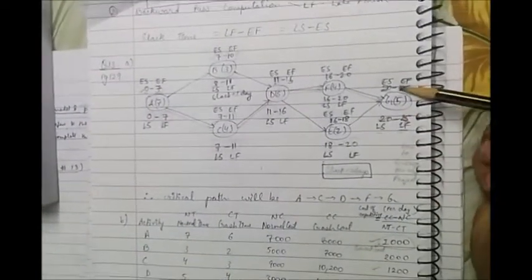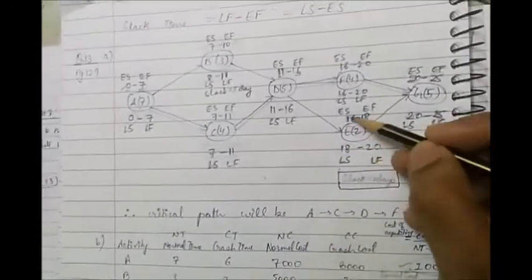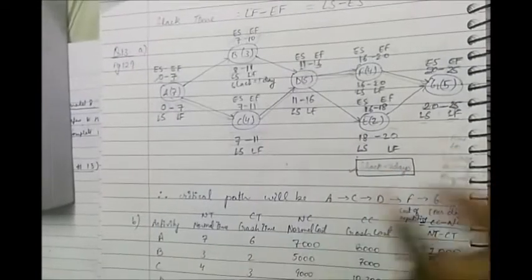Wherever we see that there is a difference, suppose here in 2025 both are the same, late start, late finish, early start, early finish are the same. Whenever we see that there is a difference, like in this case 16 18 18 20, there's a slack of 2, so we simply write slack is equal to 2 days.